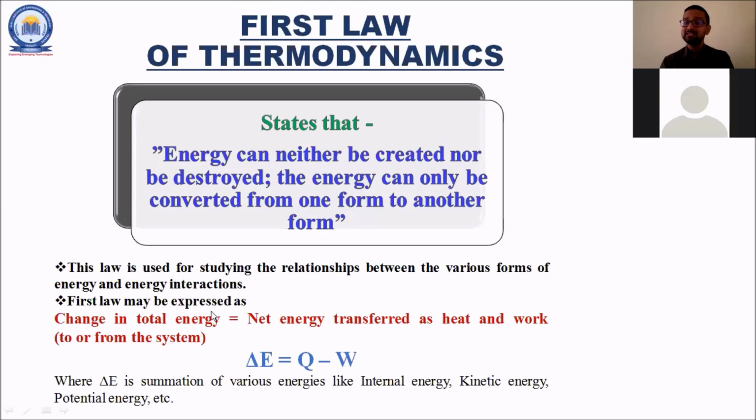The first law of thermodynamics can be expressed as: the change in the total energy is equal to the net energy transferred, which can be either in the form of heat or work. The transfer can be from the system or from the surroundings. In the last lecture we understood the sign conventions of heat and work. So mathematically we can write the first law of thermodynamics as delta E equals Q minus W, where delta E is the summation of the various energies possessed by the thermodynamic system, that can be the internal energy, the kinetic energy, the potential energy, etc.